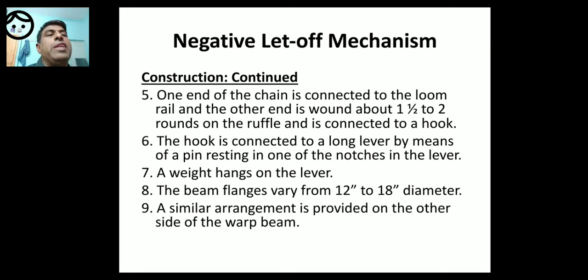A similar arrangement is provided on the other side of the warp beam. So ruffle, chain, hook, long lever, dead weight, all these parts will be there on the other side of the loom also, other side of the warp beam also. So the similar arrangement is provided on the other side of the warp beam.